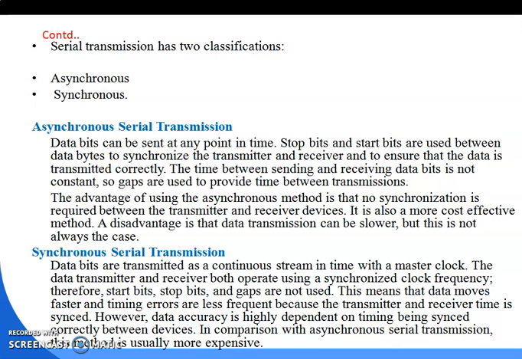There is a clock to synchronize the timing between the transmitter and receiver. So no stop bit or start bit is required, because all the packets are moving with proper timing gaps and proper accuracy between the devices. In comparison with asynchronous serial transmission, this method is usually more expensive.